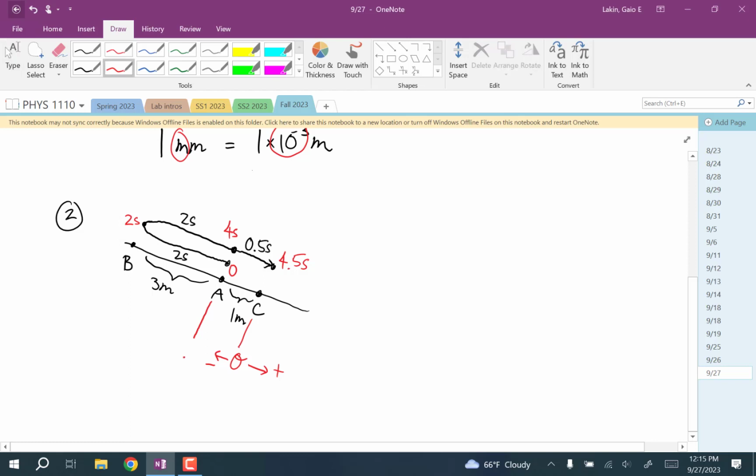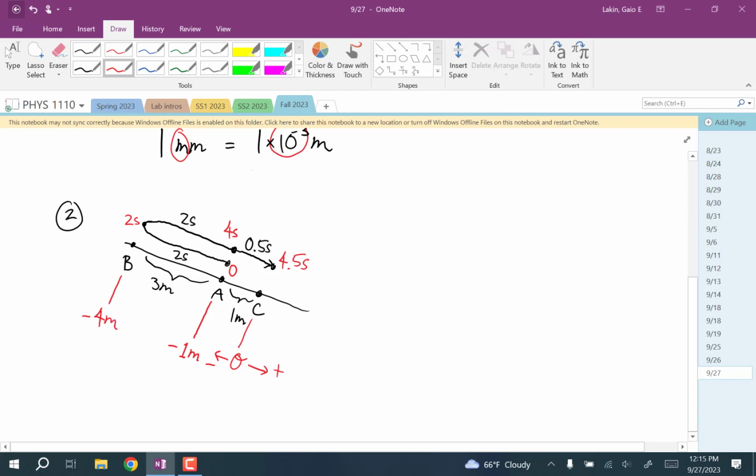So it's 1 meter from C, right? Yes. Thank you. And then it's in the negative direction. So this would be -1. And then how far is B from 0? 4, yep. And it's also in the negative direction from 0.